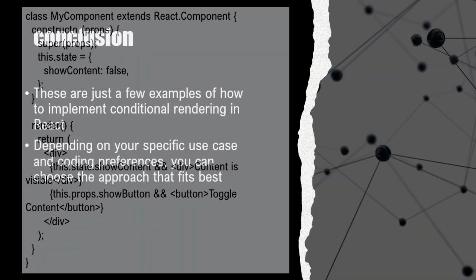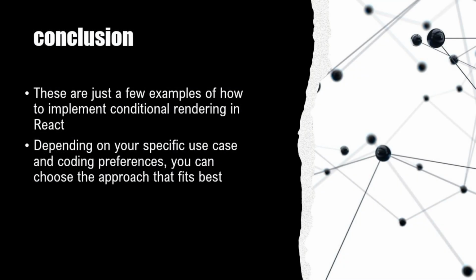JavaScript. class MyComponent extends React.Component. Constructor(props). super(props). this.state = {showContent: false}. Render. Return <div>{this.state.showContent && <div>Content is visible</div>}{this.props.showButton && <button>Toggle content</button>}</div>. These are just a few examples of how to implement conditional rendering in React.